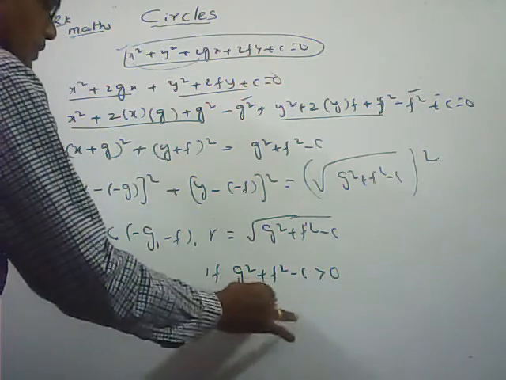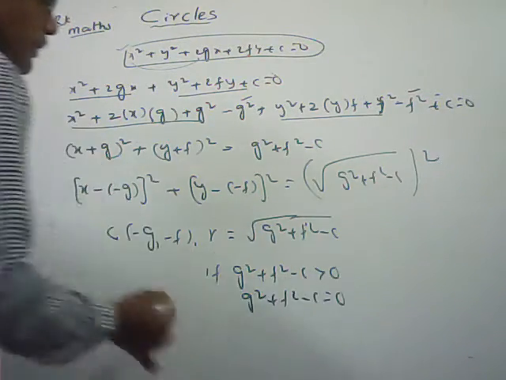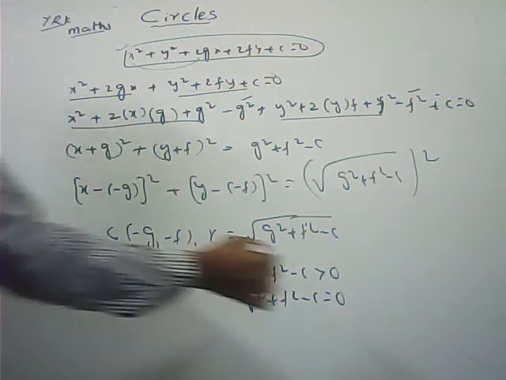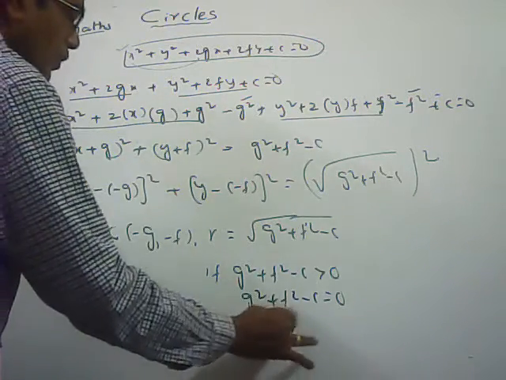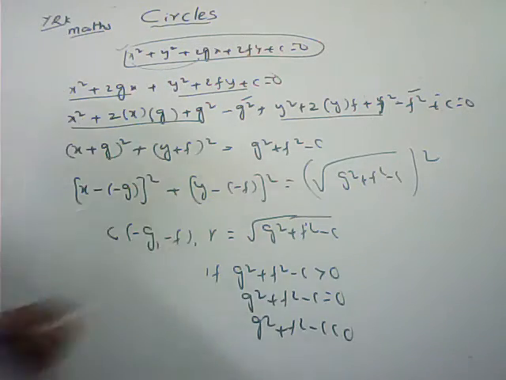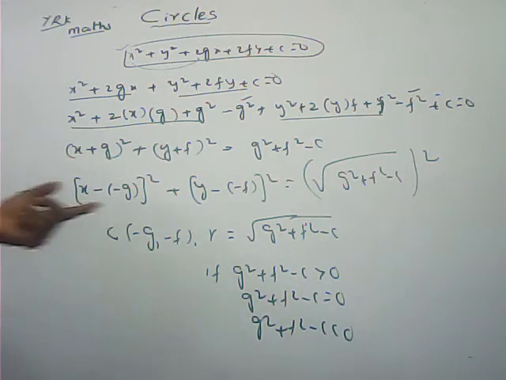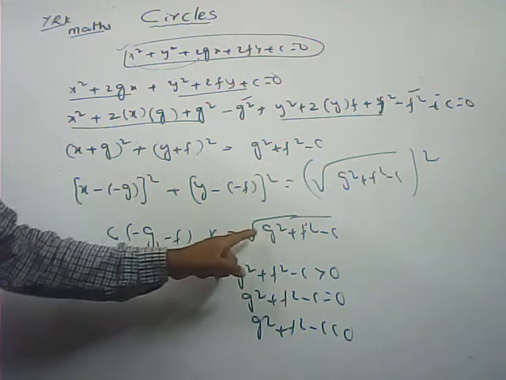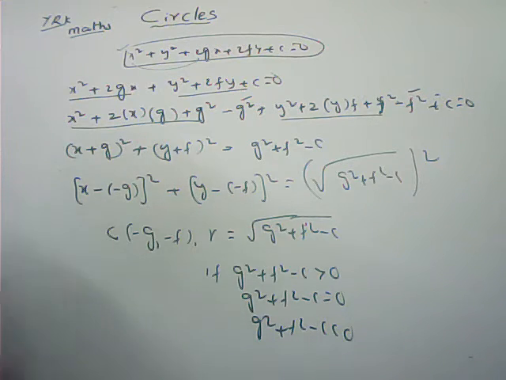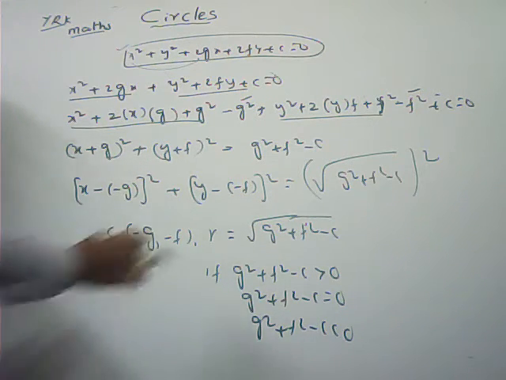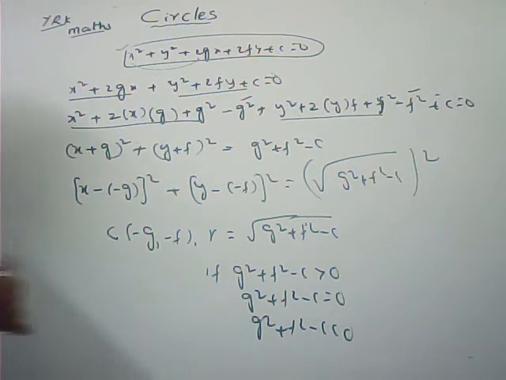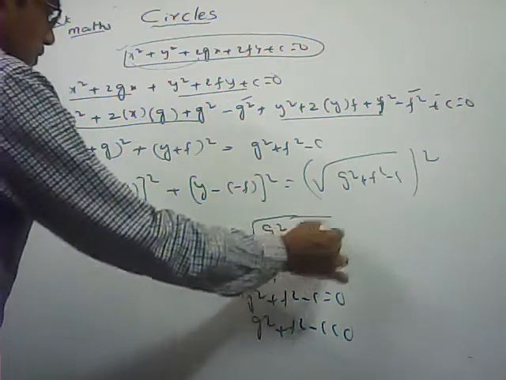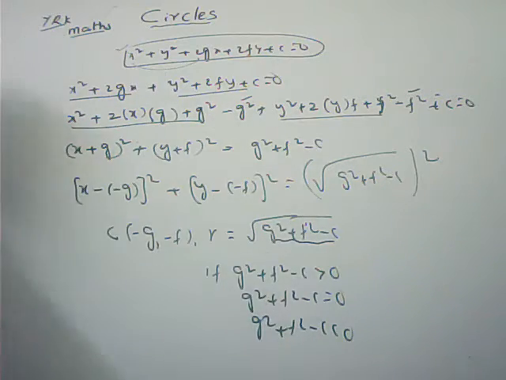And g square plus f square minus c equals 0, we can get the point circle. This is the point circle, this is the real circle only. If g square plus f square minus c is less than 0, the radius, not radius, root of g square plus f square minus c, we say radius. Here the square root exists for only non-negative real values only. That's why if g square plus f square minus c is less than 0, that is the imaginary circle.